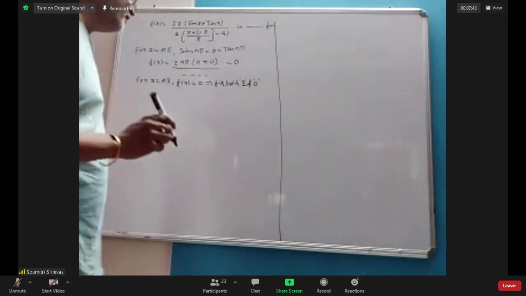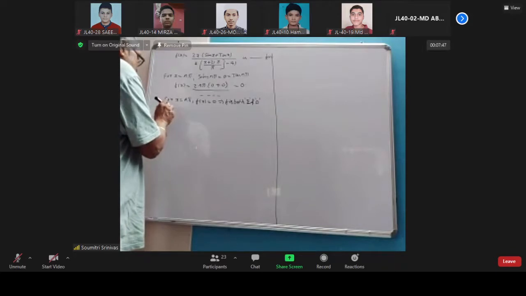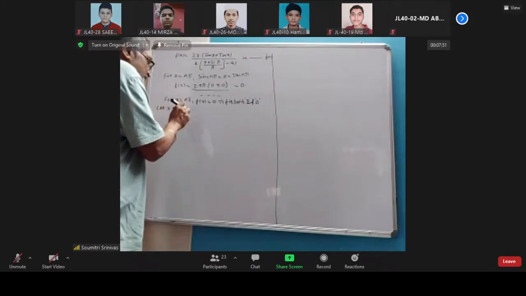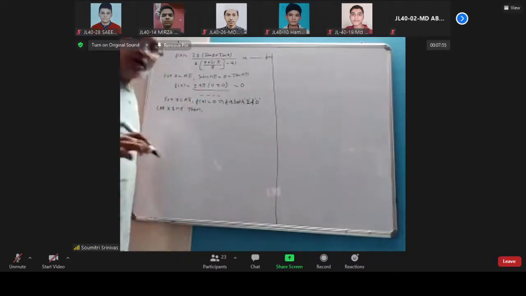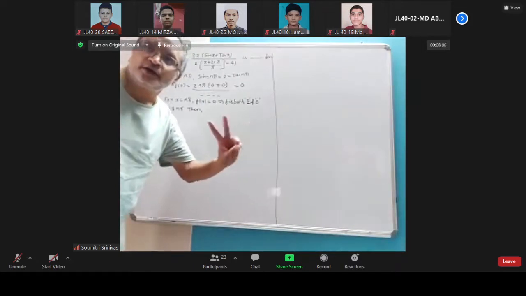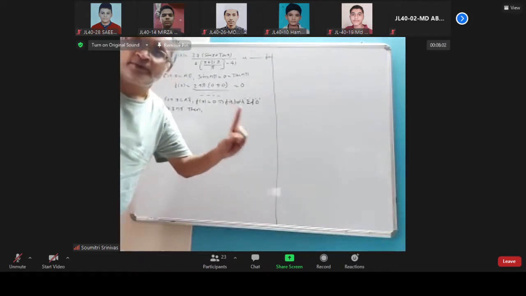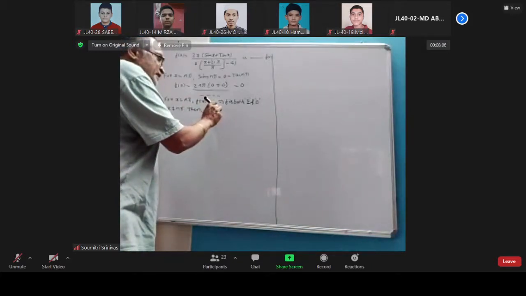Pay attention. Second part. Let x be not equal to n pi. Then I use two properties of step functions which I quoted earlier. Property number 1. What is step of x plus n?